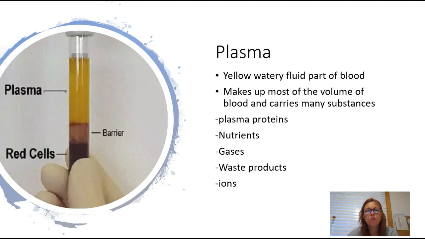So what we're going to do next is view a blood slide and find some white blood cells and draw some pictures of those. You can draw those in your booklet.